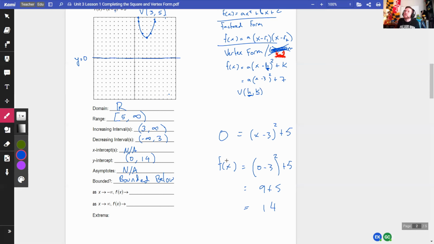Okay, but end behavior, as x approaches... I've been asked many times in class now, what does this arrow mean?